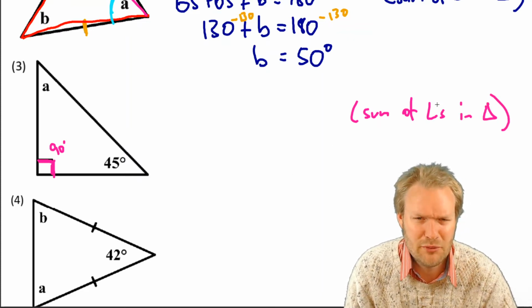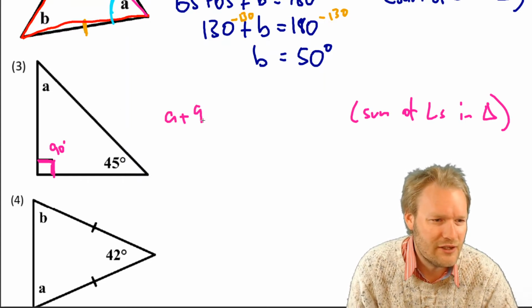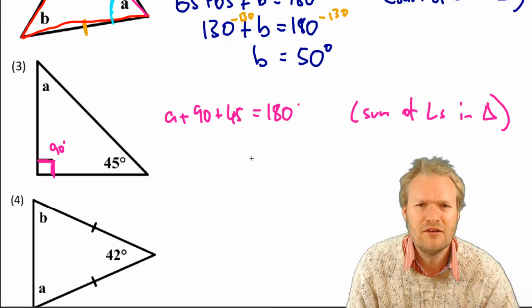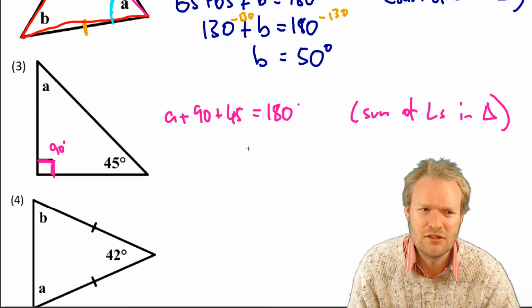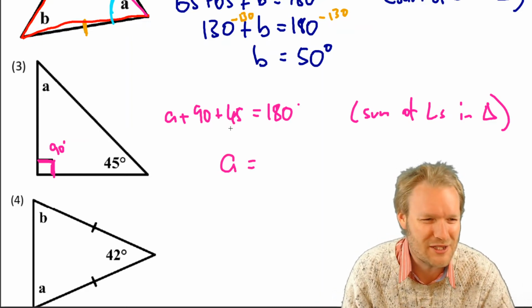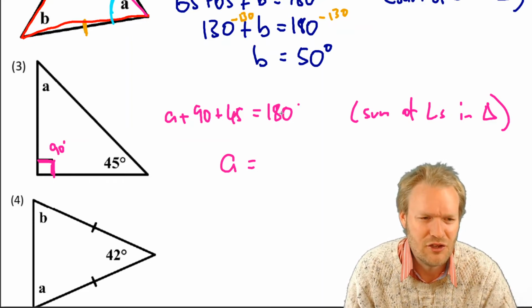Remember my pet peeve, no apostrophe. And so if we've got A and we add it to 90 and 45, we're going to get 180. Okay, maybe we do this. I'm going to do this in one step. We go 90 and 45 is 135. Okay, and we need to subtract that from both sides. So that leaves us with 135.